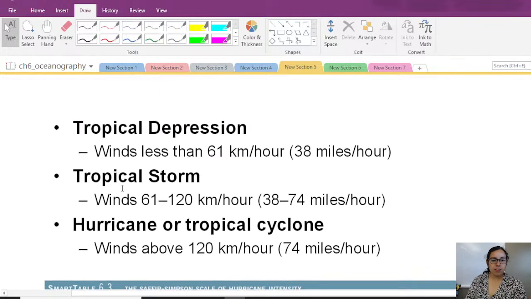So looking at this categorization, you have tropical depressions, and these are all defined by their winds. Winds less than 38 miles per hour. What can be the issue with tropical depressions and the damage they can cause? Rainfall, flood. Yeah, rainfall, flood.